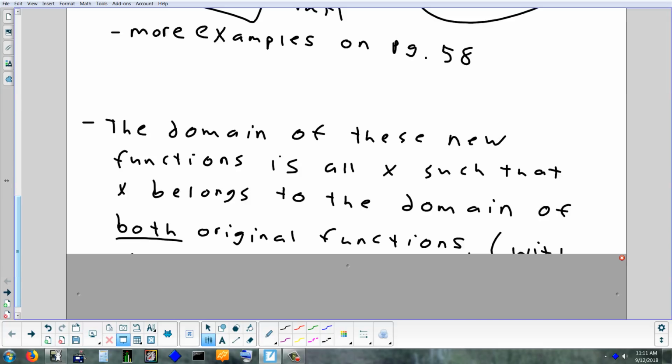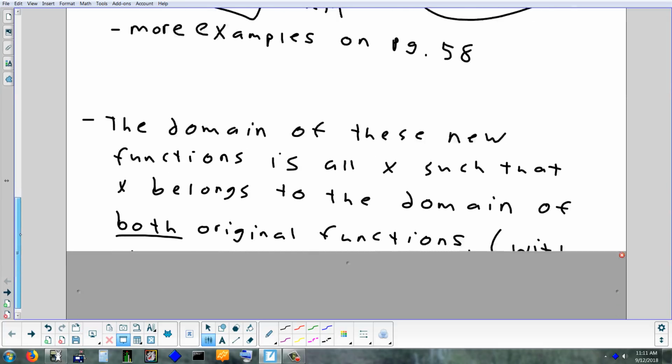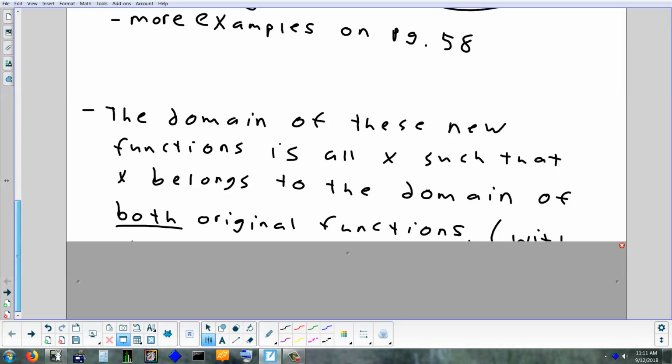So if one function said you could use all real numbers, and the other function said, well, you can only pick numbers greater than 2, then you're limited to numbers greater than 2. Even though one of them said you could use anything, the other one didn't. So you got to use the more restrictive domain. Let's go up and look at some examples.